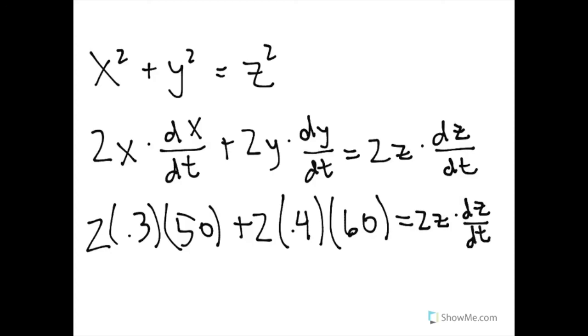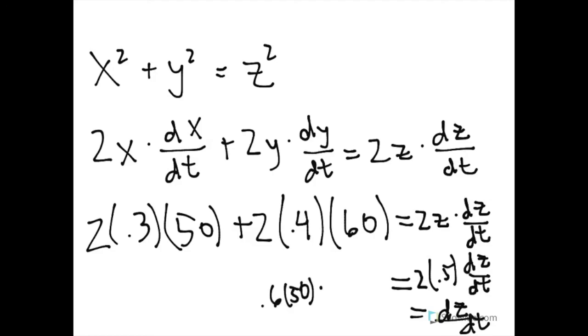Now, the problem is we don't know what z is here, but if we use the Pythagorean theorem, we can find that z is 0.5. This is like a 3, 4, 5 right triangle. So we have 2 times 0.5 times dz dt. 2 times 0.5 is just 1, so dz dt is equal to the left side, which is 0.6 times 50 plus 0.8 times 60, and whatever you get there is your solution for dz dt. Okay, hope you enjoyed.